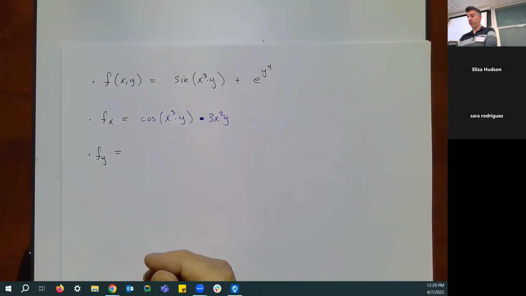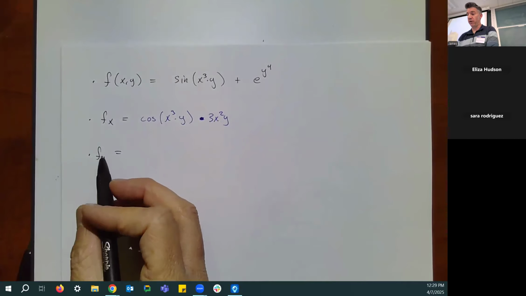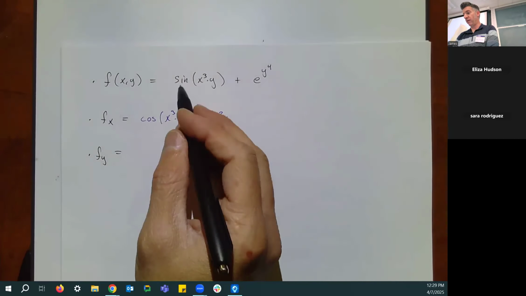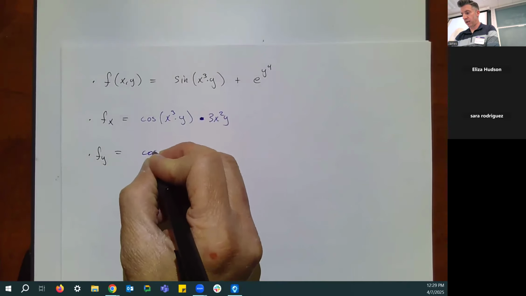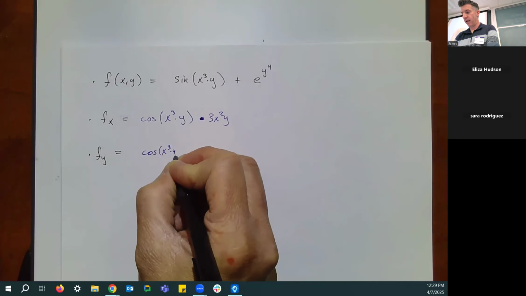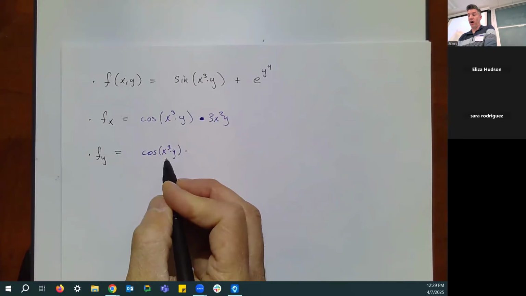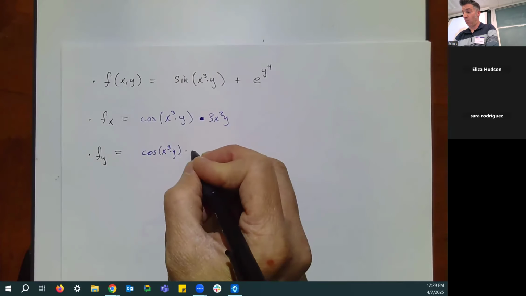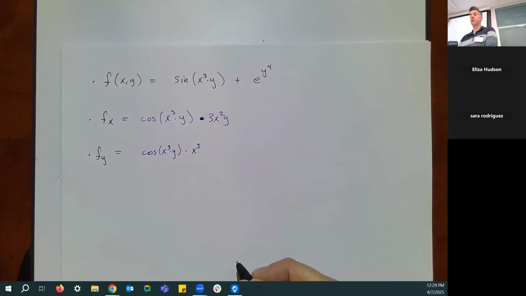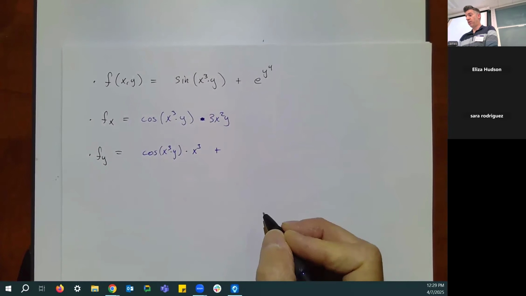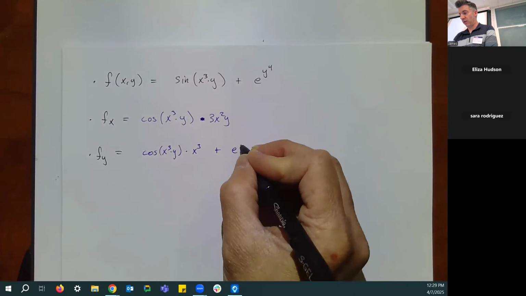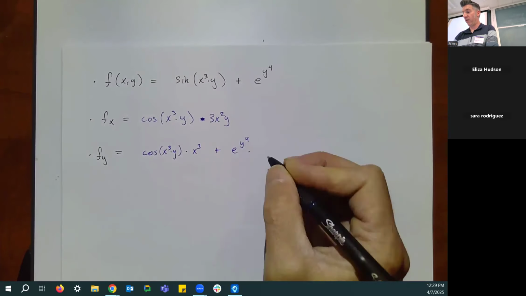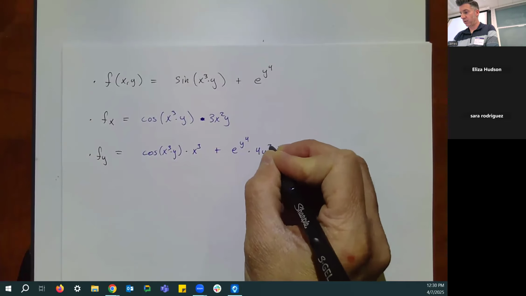For the other partial derivative, fy, the derivative of sine of x cubed y is going to be, again, cosine of that stuff. But then I have to multiply by the derivative of the stuff with respect to y, which is going to be x cubed times 1, plus the derivative of e to the y to the fourth, which is e to the y to the fourth multiplied by the derivative of the exponent, which is 4y cubed.